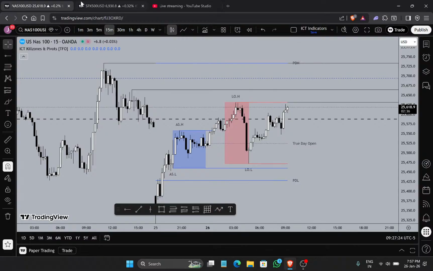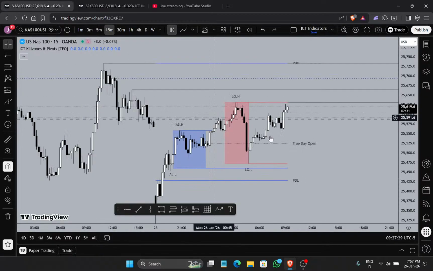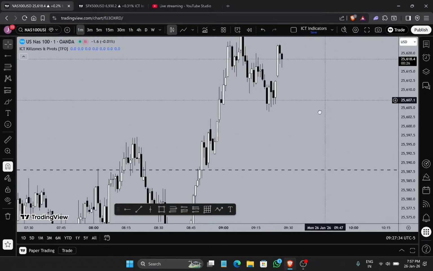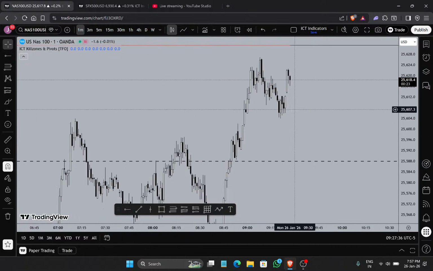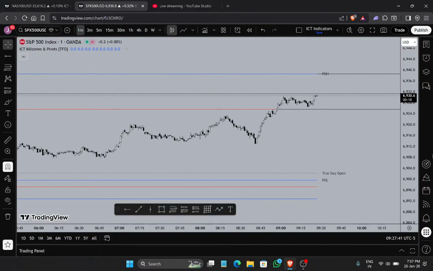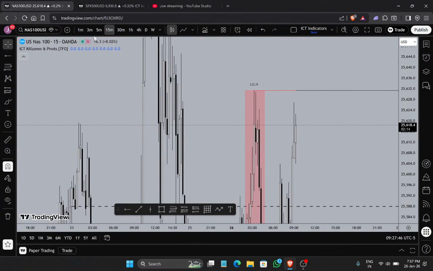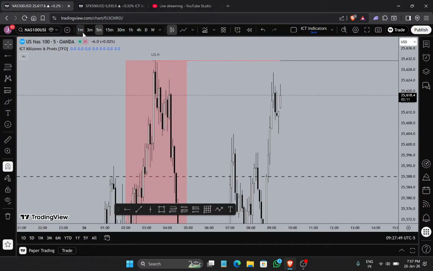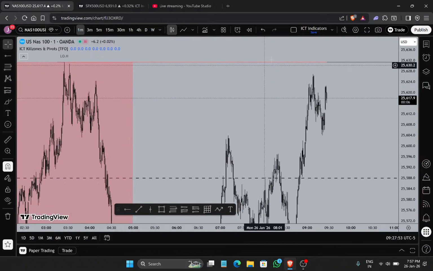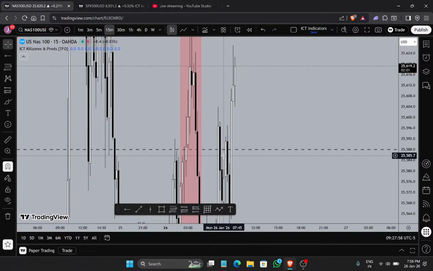So we got the delivery inside the 15 minutes. We can see how we delivered inside this gap. Maybe this is before market open, so this gap may be vulnerable. We got SMT with these highs. This may be our draw.